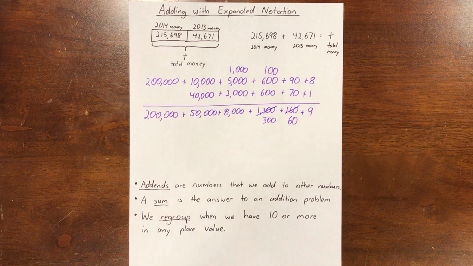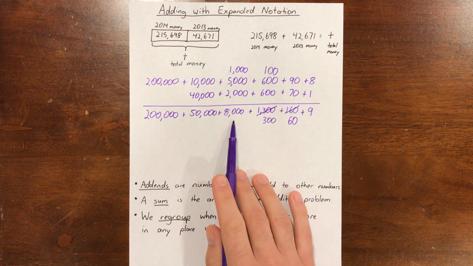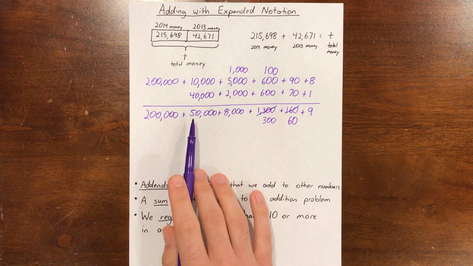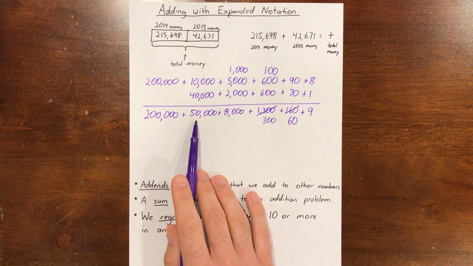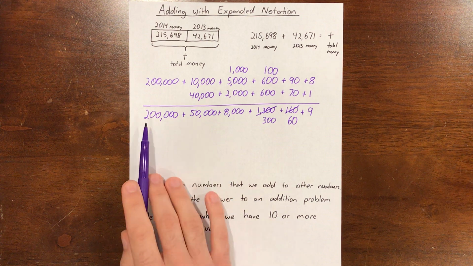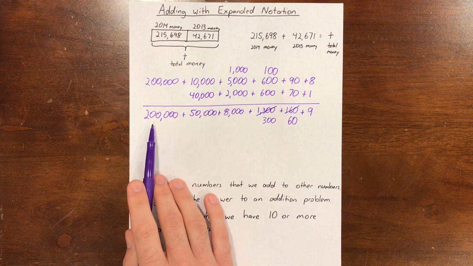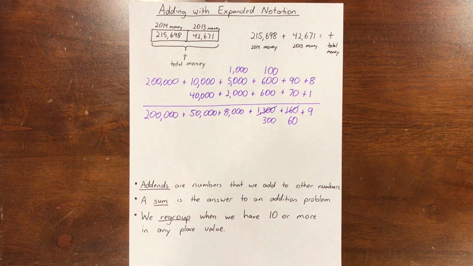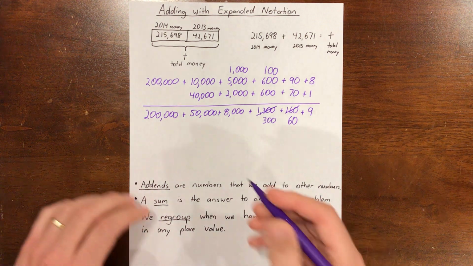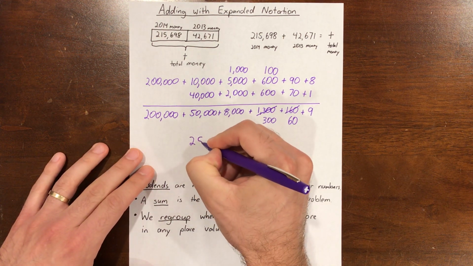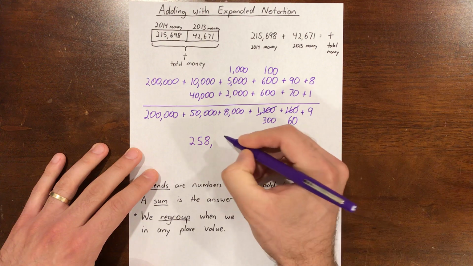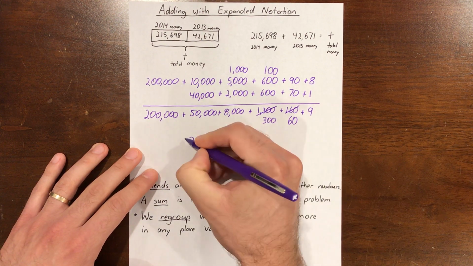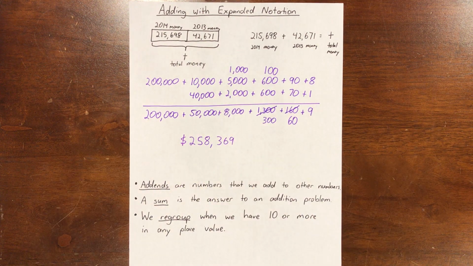Yeah, there wasn't 10 or more in any place after I added. We had 8,000s or 8,000, 5 10,000s or 50,000, and 200,000s or 200,000. Great. So now we can combine our final numbers and we'll get $258,369. Awesome. All right, go ahead and click on the arrow to move to the next slide.